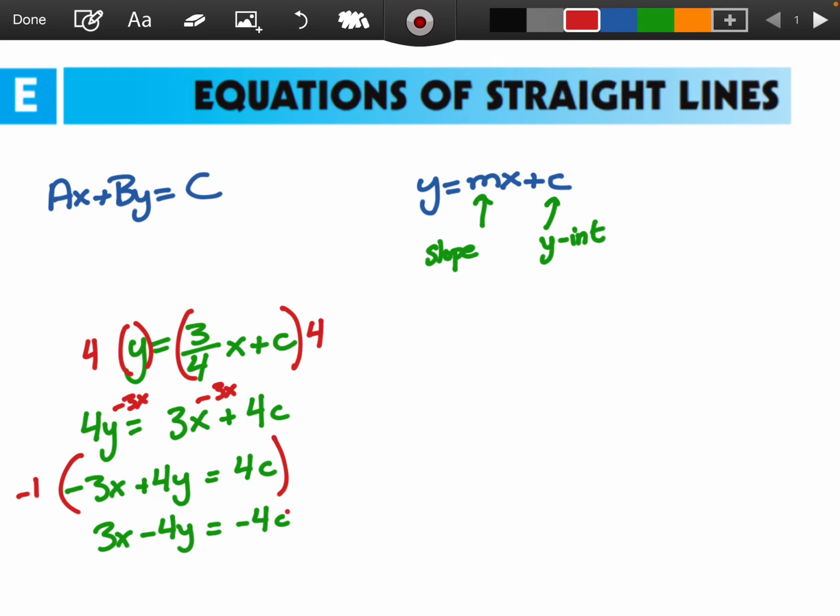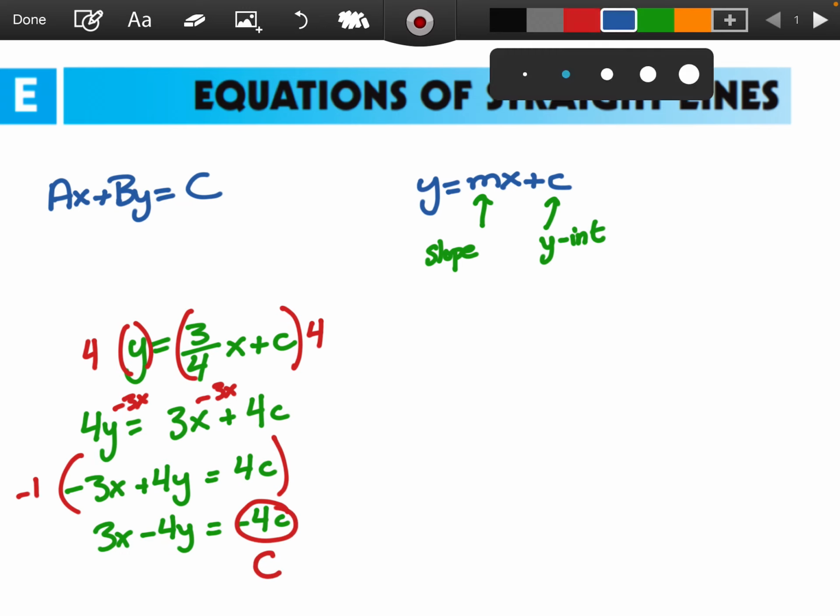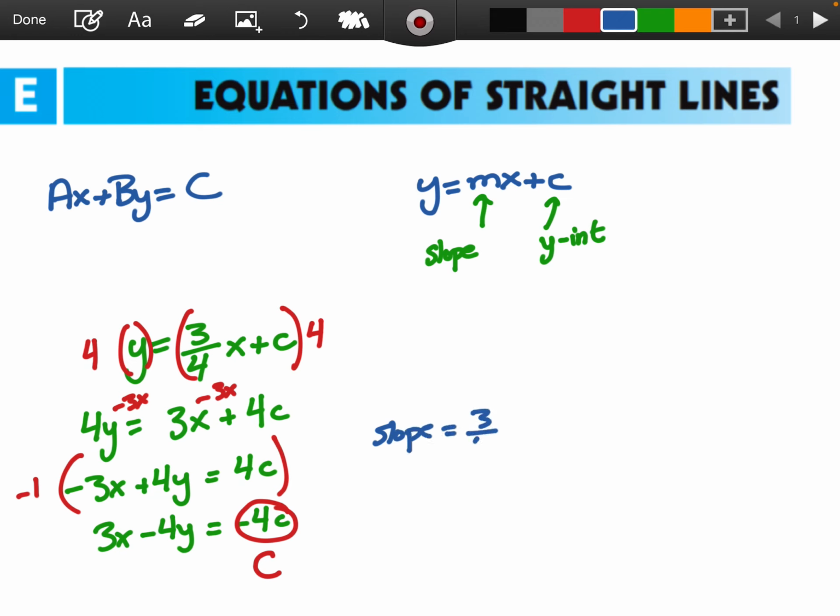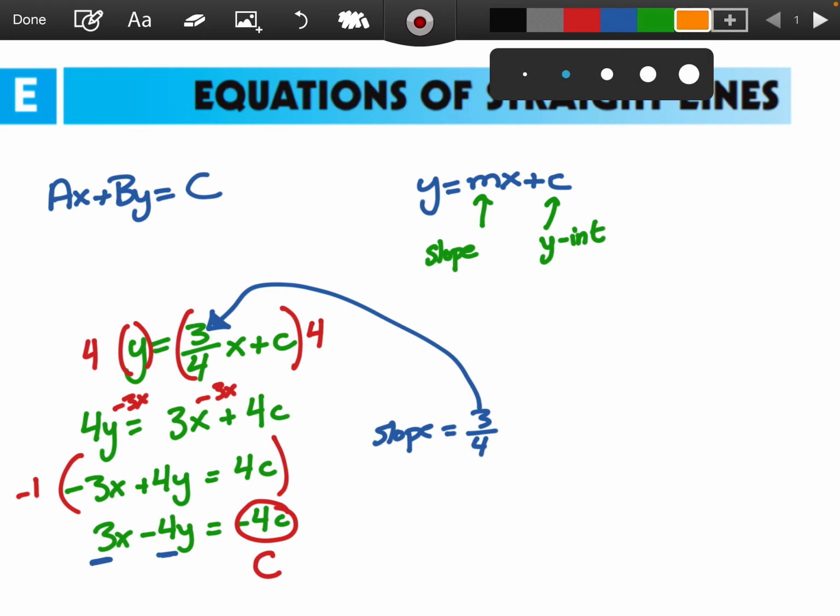Again, this piece on this side, it doesn't matter what that is. It's just capital C, not the same as lowercase c in the gradient intercept form. But look where the 3 and the 4 went. My slope was equal to 3 over 4 from my original equation. So look where the 3 went. The 3 showed up as the coefficient of x. The 4 showed up as the coefficient of y. And we ended up with a negative in between them. That's kind of interesting.